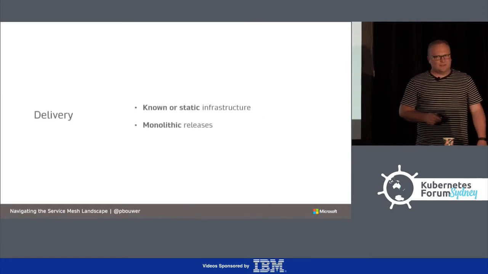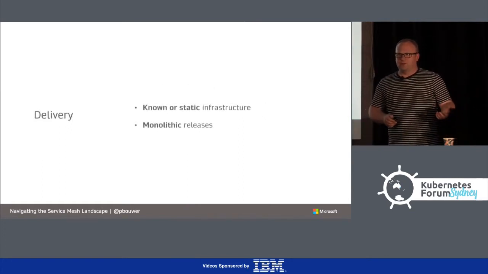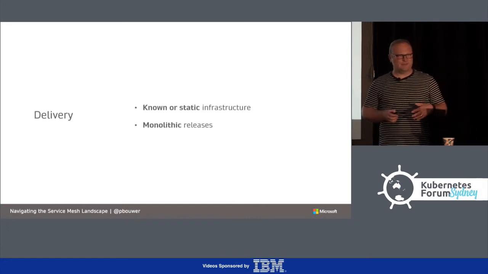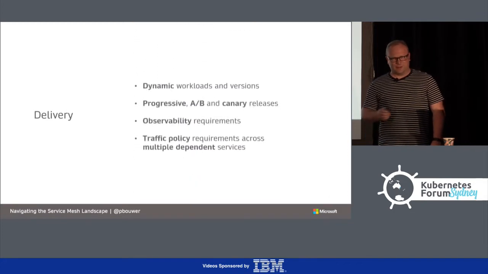And if we look at delivery, previously you would have had a known infrastructure or a static infrastructure. People would be able to name the servers or understand where things were. Potentially your releases were monolithic. There was one release that happened every so often. That again, in the microservices and the distributed world, has now moved to a picture that looks like this.